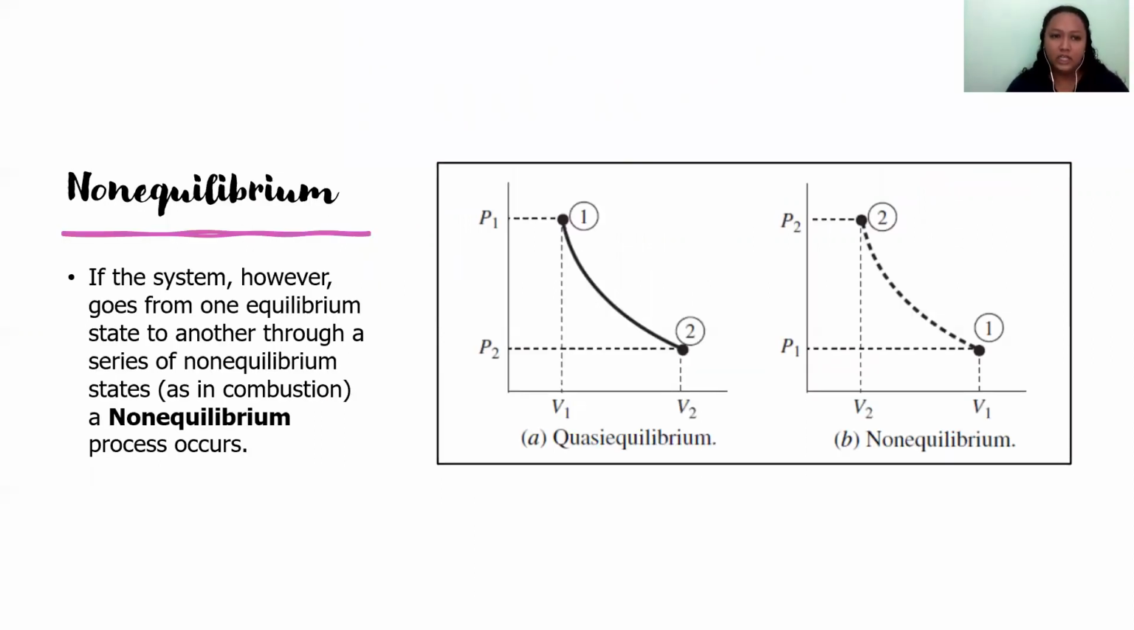And last but not the least is the non-equilibrium, wherein the system, however, goes from one equilibrium state to another through a series of non-equilibrium states. So, parang combustion siya, class. So, a non-equilibrium process, of course. Take note from the figure, makikita nyo that from point 1 to point 2, connected siya. May nangyaring equilibrium, minimal lang yan, class. So, tawag doon is quasi-equilibrium. But from the second one, you can see that is a dotted path from point 1 to point 2. Ibig sabihin, may series of non-equilibrium states dyan. Makikita nyo, paliit ng paliit. So, that is non-equilibrium process.